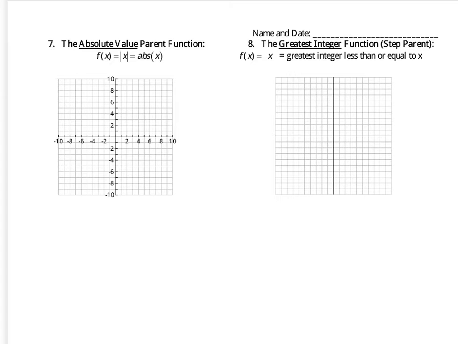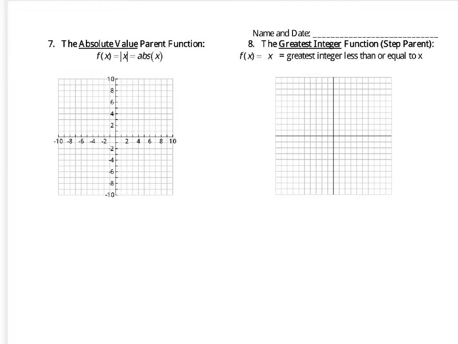The eighth and final function is known as the greatest integer function, also known as the step function, because as you can see, it looks like a series of steps. It is denoted with a double bracket on either side of x, and it's also called the greatest integer less than or equal to x. Now, to me, I think it would be easier just to remind ourselves that we will round down every single time. So let me explain a little bit further.